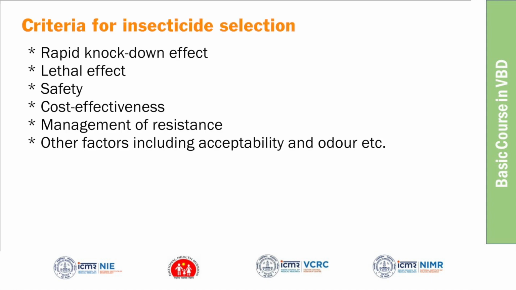So what are the criteria? For indoor residual spraying, you have to see the residual activity: an insecticide that gives a long duration of effect. For space spraying, you have to select an insecticide that gives a rapid knockdown effect, because you are suspending the insecticide particles in the air and they have efficacy for only 15 to 30 minutes. So you have to see the lethal effect, safety, cost effectiveness, and management of resistance. Other factors include acceptability and odor.